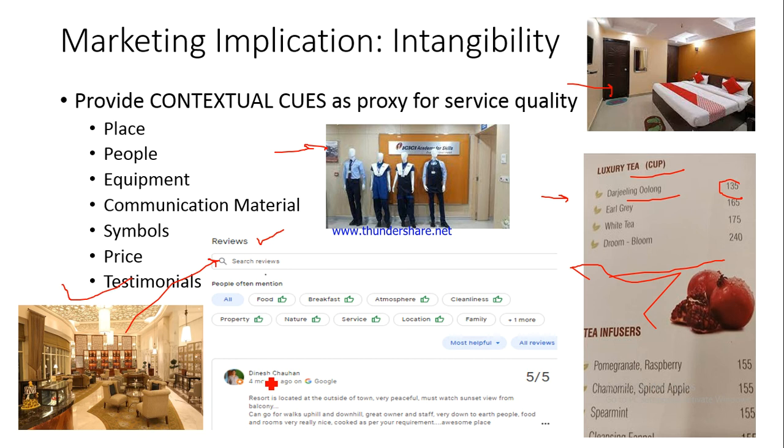What the customer is saying: Dinesh Chauhan must have visited around 4 months ago, and he's saying the resort is located outside of town, very peaceful, must watch the sunset view from the balcony, can go for a walk uphill. So basically this is a website of a resort, looks like a hilly resort, and this customer is praising the resort and the surroundings, the environment. Now this gives a clue to the customer that if he books a room in this resort, he is going to get good quality service. So customer testimonials can be a good way to indicate to the customer what kind of quality you are going to offer him.